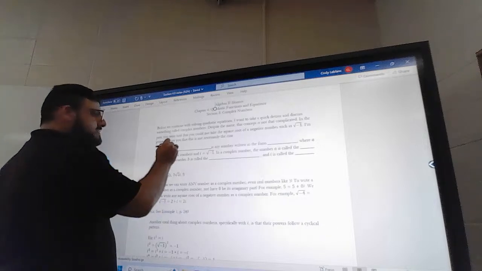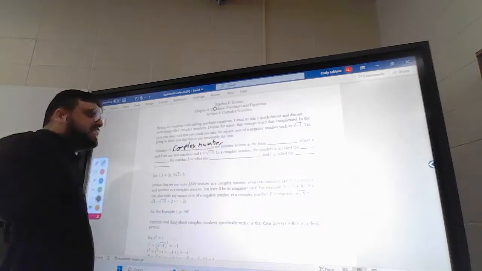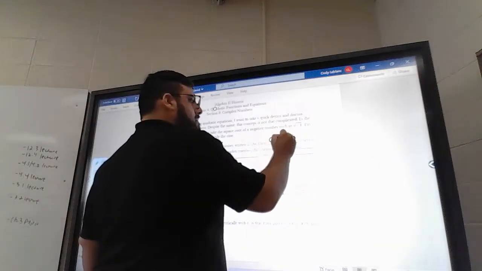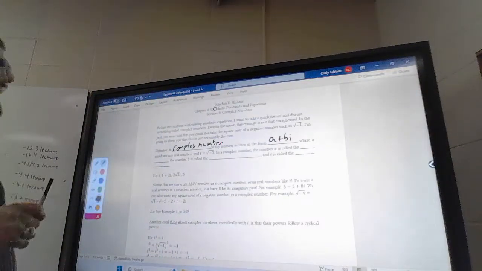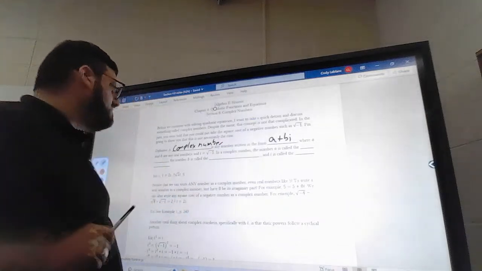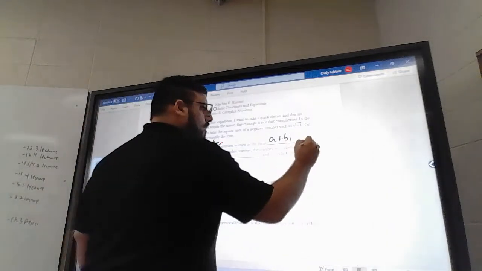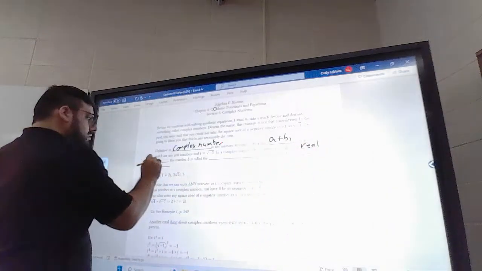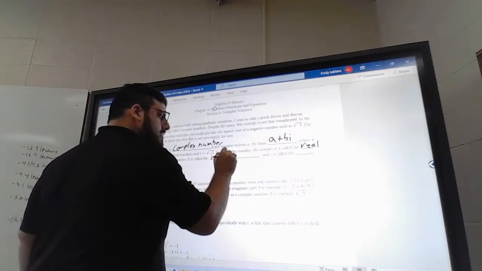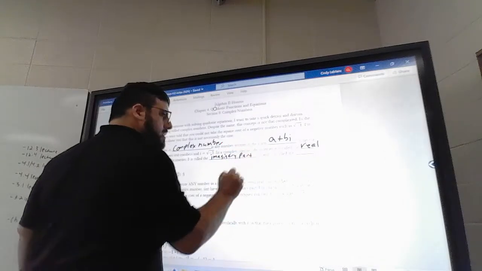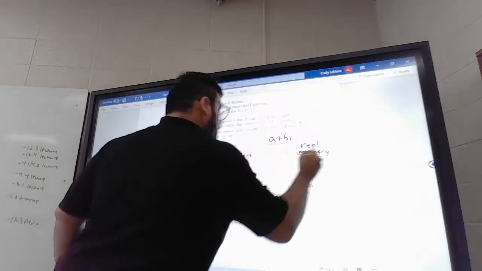So let's go ahead and define what a complex number is. A complex number is any number written in this form, a plus bi, where a and b are real numbers, and i is equal to the square root of -1. There are multiple parts to this. In a complex number, a is called the real part. The number b is called the imaginary part. And i is what's known as the imaginary unit.